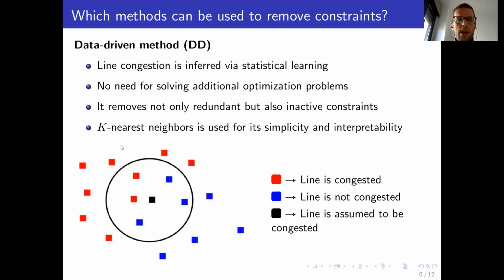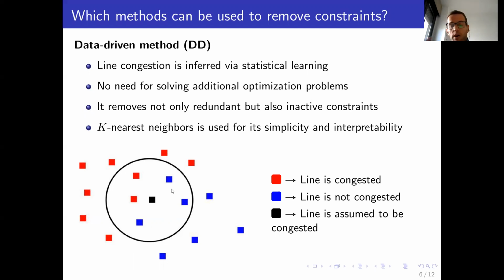We use the k-nearest neighbors approach. So let's say these are two features like, I don't know, total demand and total wind generation. And then we have a set of points. In the red ones, the line is congested, sorry, and the blue ones are not congested. Then we have a new point, the black one. And then we find the closest, for example, 5 neighbors. In 2 of them, the line is congested. In 3, it's not congested.